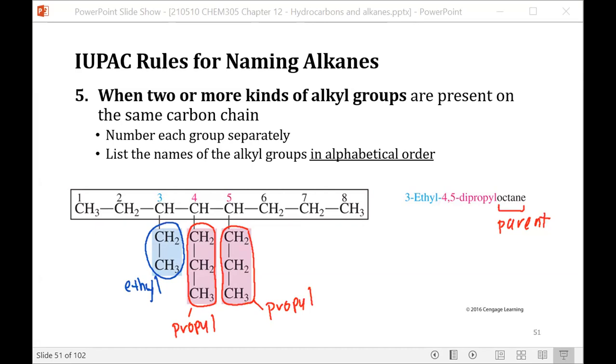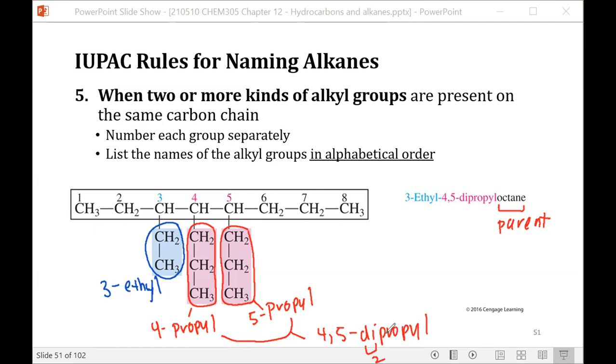So for my ethyl group, based on my numbering system, I know I'm going to have it at carbon number 3, 3-ethyl. And my propyl, I'm going to have one of them at carbon number 4 and one of them at carbon number 5. Because these two are identical, I can combine them into 4,5-dipropyl. Di means 2 of them, and they're located at positions 4 and 5.